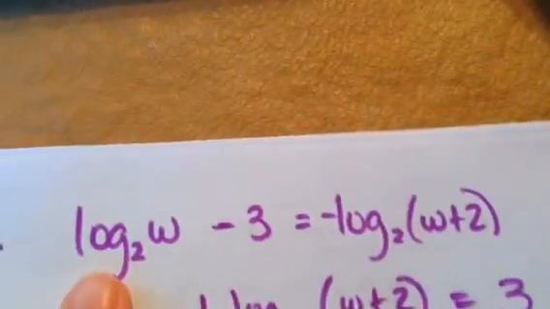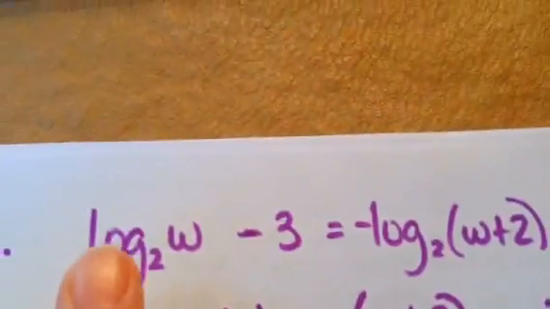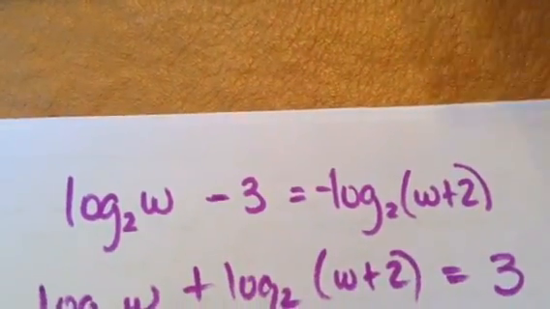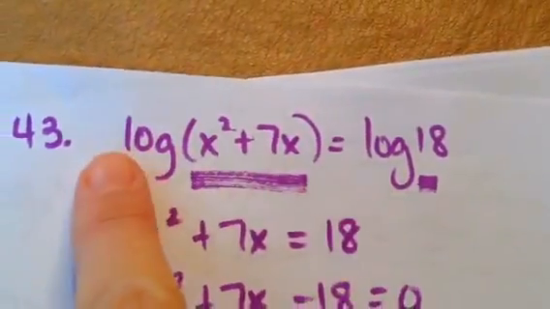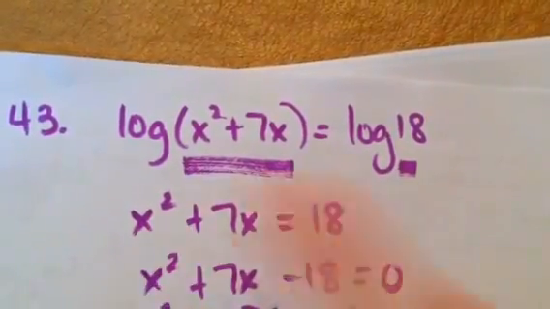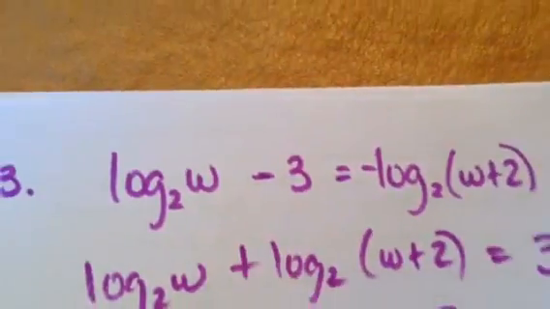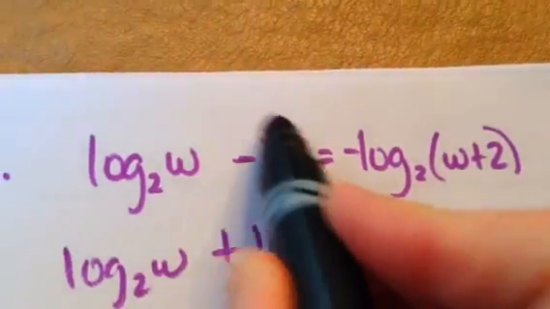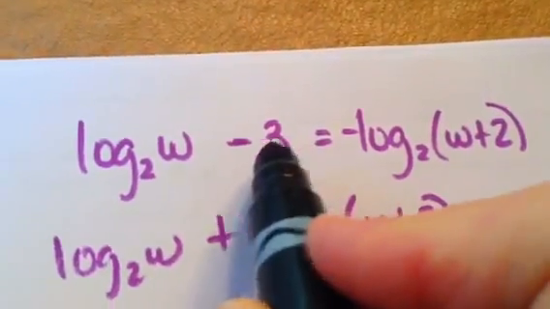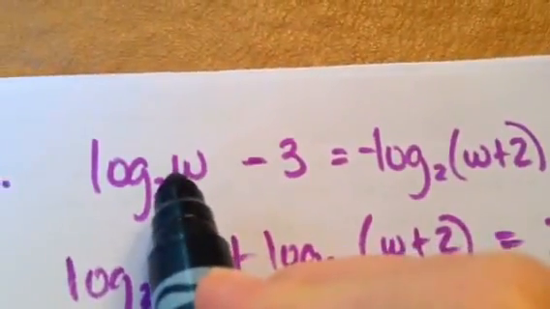But what I was saying here on 53 was if you had 2 logs and that's all you had, like number 43. Notice we had 1 log equal to 1 log, and it was great because we could just set what we were taking the logs of equal to each other. But that's not what we have here because of this minus 3. Notice this is not in parentheses right here, so it's not the log base 2 of w minus 3. It's a log base 2 of w, minus 3.